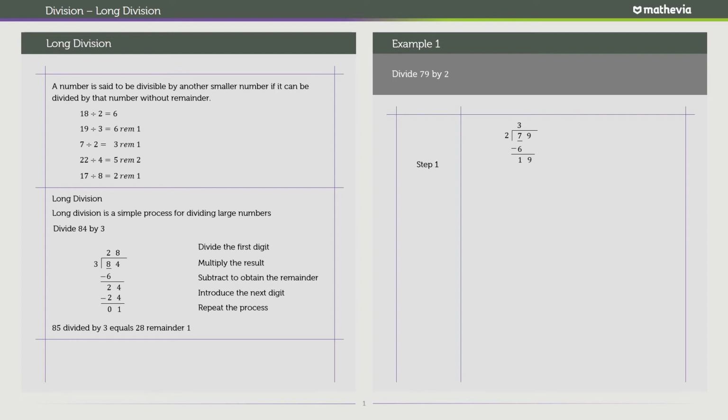Now we bring in our next digit, 9, which makes it 19. So we have 19 divided by 2. 19 divided by 2 is 9, okay? And then you have 9 times 2 equals 18. Then you subtract and you have 1. You're left with 1. You cannot divide 1 by 2, and there are no more digits to bring down. So we end it at this point, and we say 79 divided by 2 equals 39, remainder 1. Simple, straightforward. Okay, let's do another example.